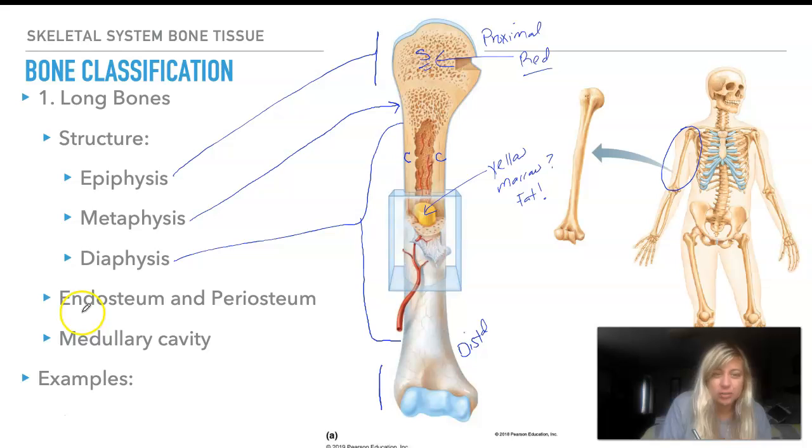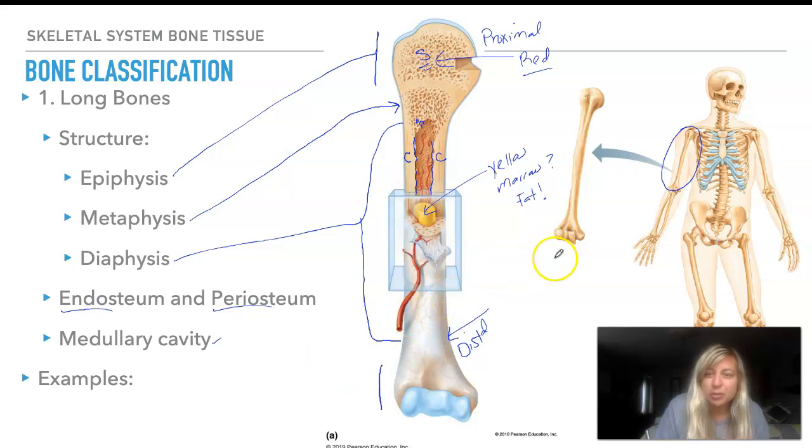Long bones are covered with two linings, one on the inside, one on the outside. Endo means within, so the endosteum is the tissue that surrounds the inside of the bone. It surrounds the inside of the medullary cavity here, and it also lines the spongy bone, which is a little harder to draw in. The periosteum is the covering on the outside of the bone. When you touch the surface of the bone, that's the periosteum. We've talked about the medullary cavity already, that it's surrounded by compact bone and it's where the yellow marrow is.